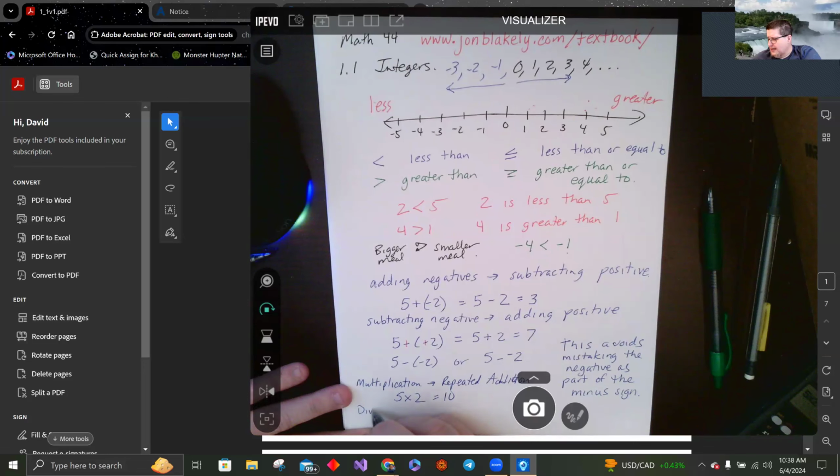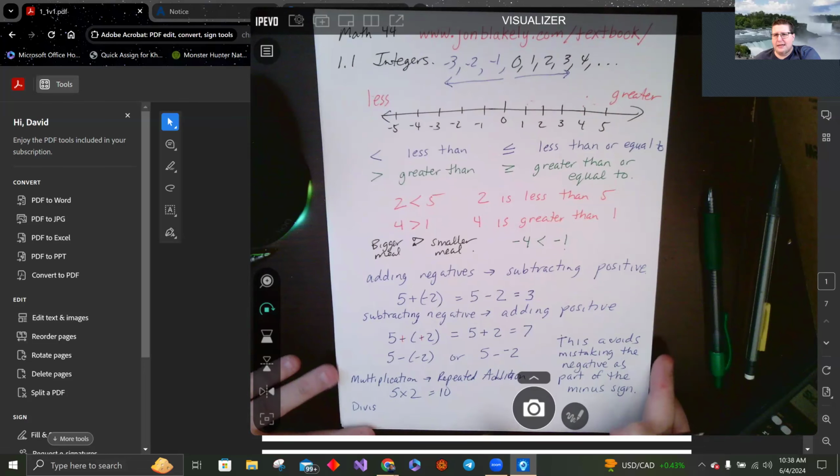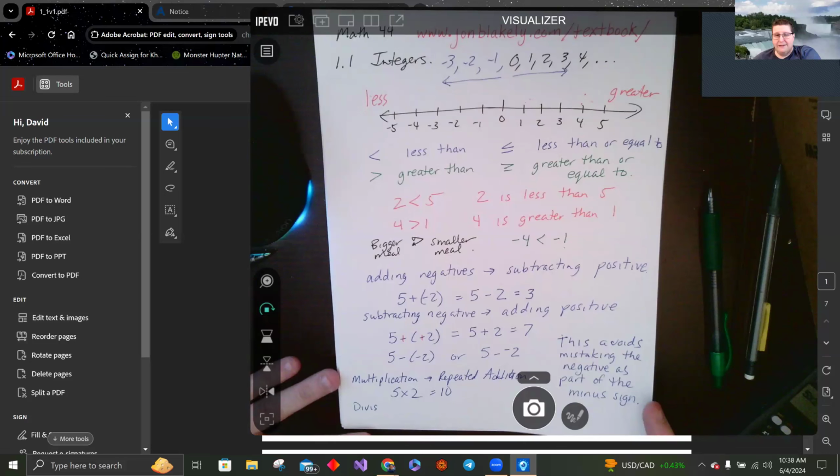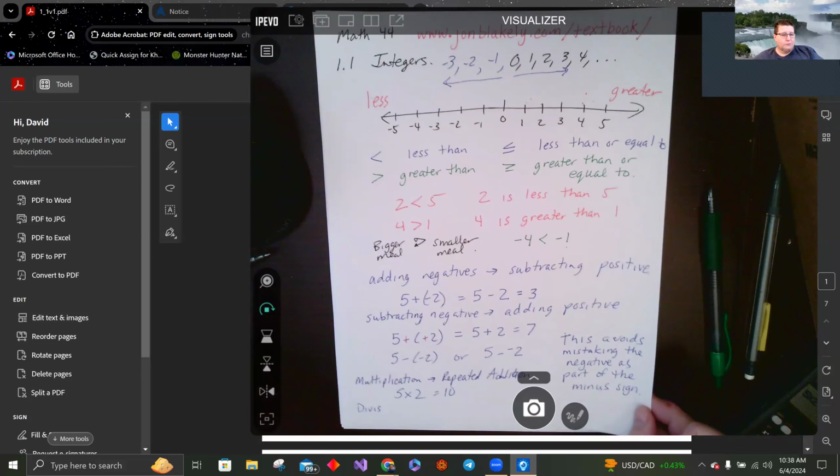Division, let's do division on another page. Pause this as you need to take notes. I'm going to try to do these all in short 10 to 15-minute videos. There might be a bunch for each section, but they'll at least be bite-sized. 1.1 is relatively quick.